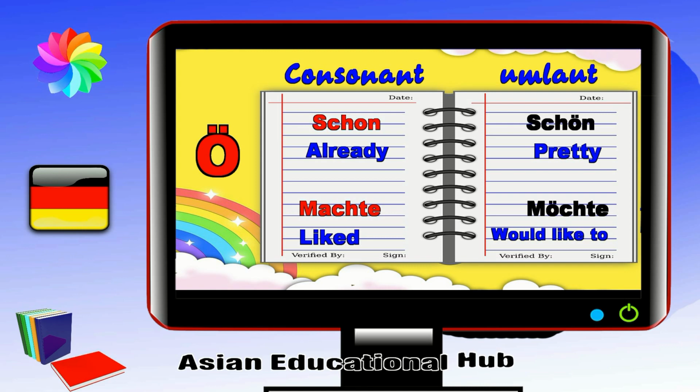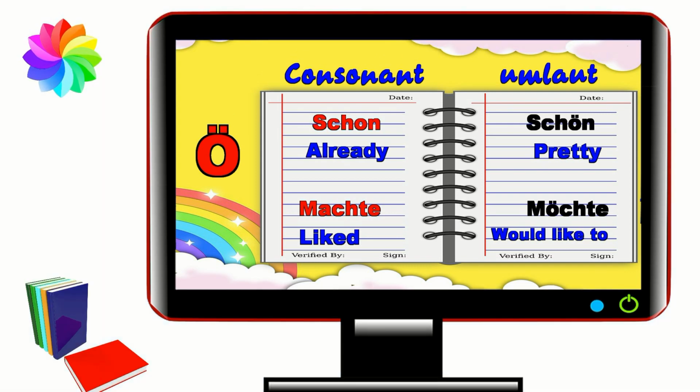Next one is here o umlaut, and in normal it is pronounced "o". Schon. Schon means already, but with umlaut it is pronounced as schön. Schön means pretty. Next word is mochte. Mochte means liked, and möchte. Möchte means would like to.